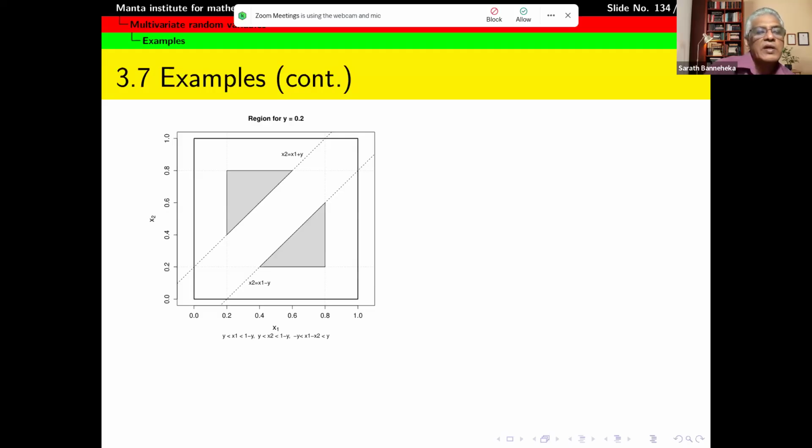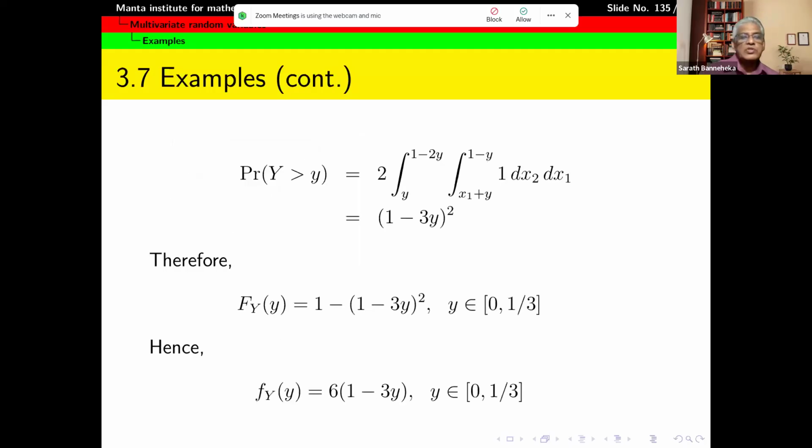The volume spanned over this triangle and this triangle will be equal to the area of this triangle plus the area of this triangle. So in this case, we don't have to integrate, but I have just shown you how to integrate and get the answer. If you just find the area, you will get the same answers, right?